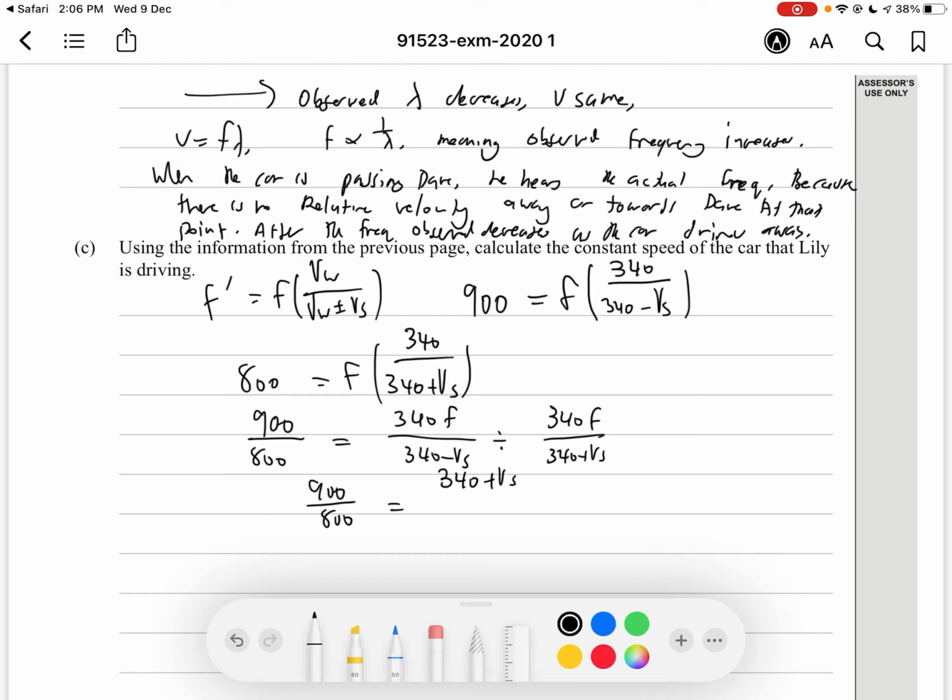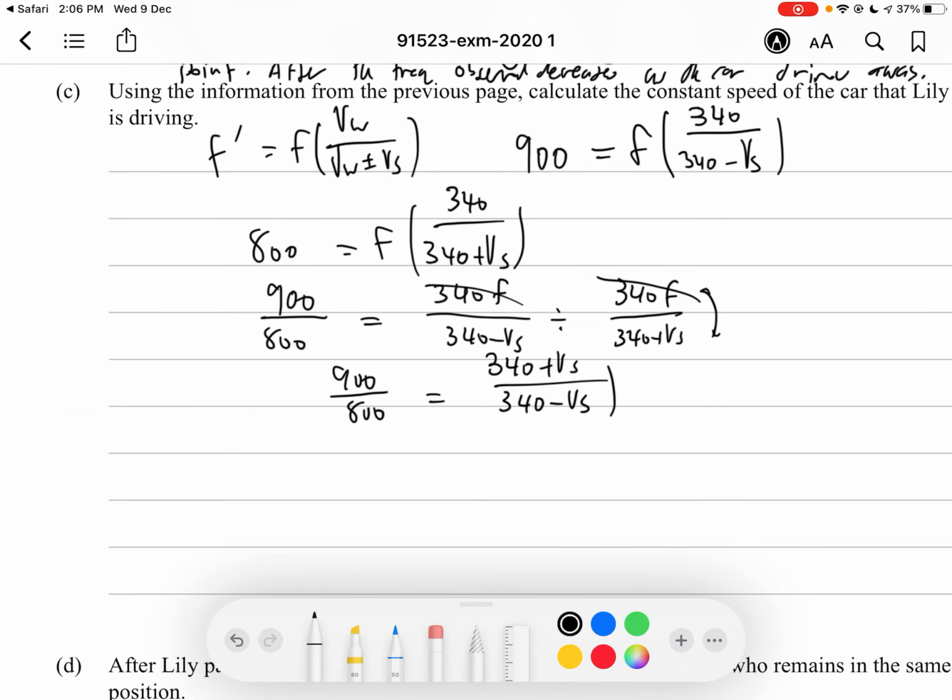So 900 over 800 equals 340 plus Vs over 340 minus Vs, because when we divide by a fraction, we just multiply by the reciprocal. As you can see, the 340F terms cancel each other out. So now we just have constants with reference to one specific variable, the speed of the source, which is what we're after. This is very helpful, because now we can find the velocity of the source.